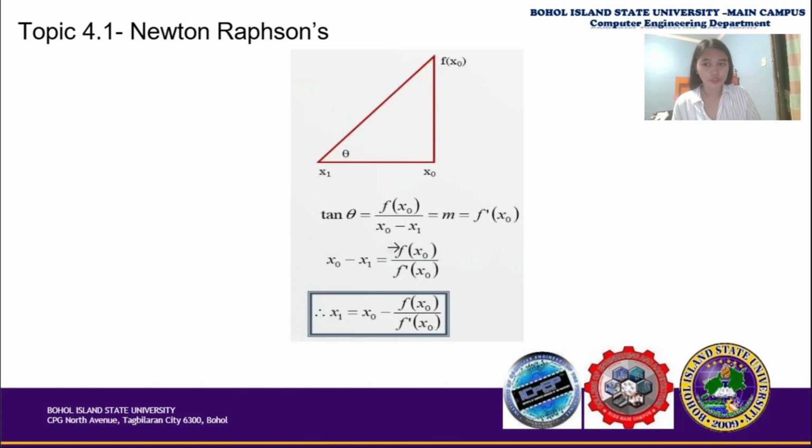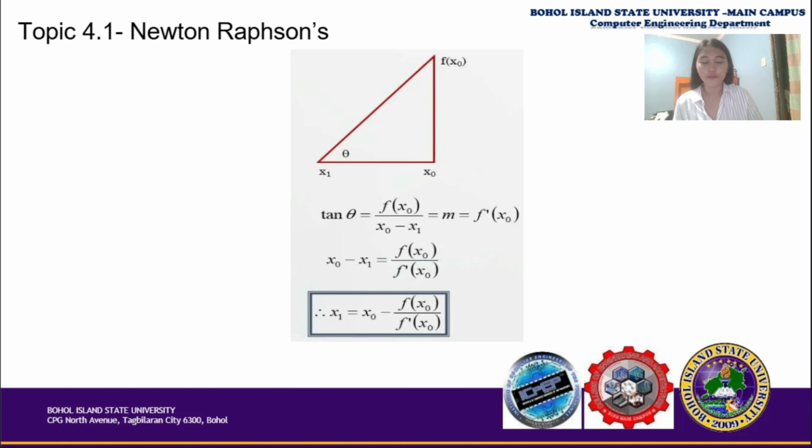Here's my chosen topic, which is the topic for point one, the Newton-Raphson. So the Newton-Raphson method is a smart way to find the exact root of an equation by using geometry. It starts by making a guess and drawing a tangent line at that point, which acts like a slope showing the direction towards the root.